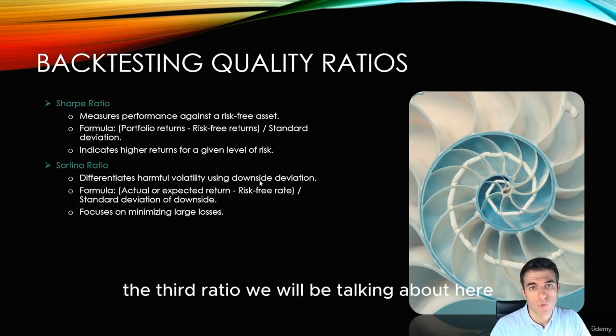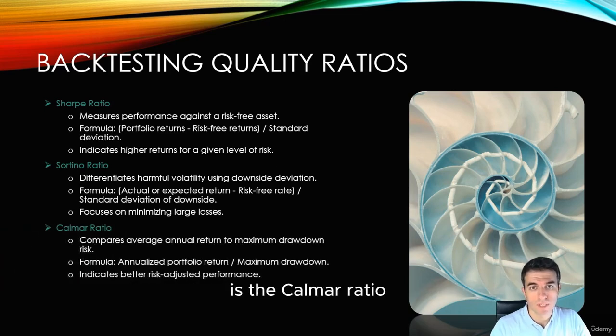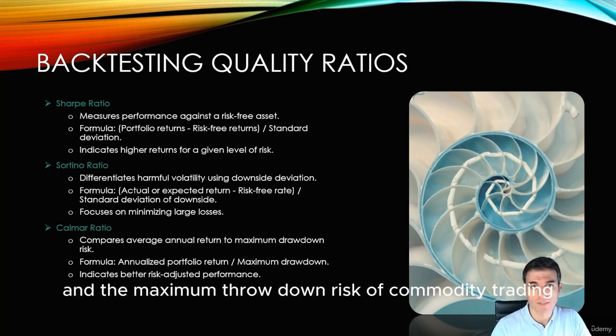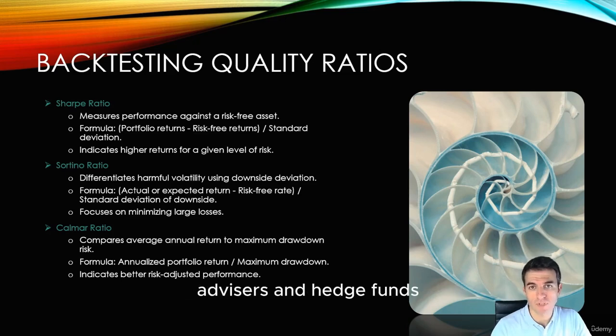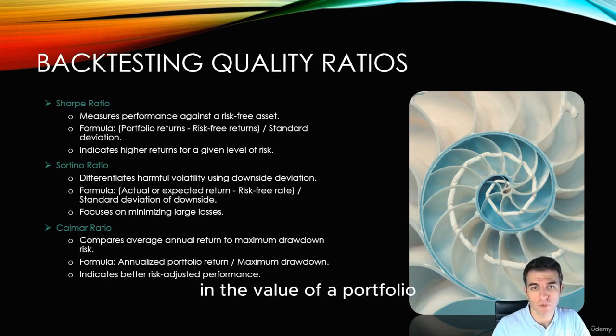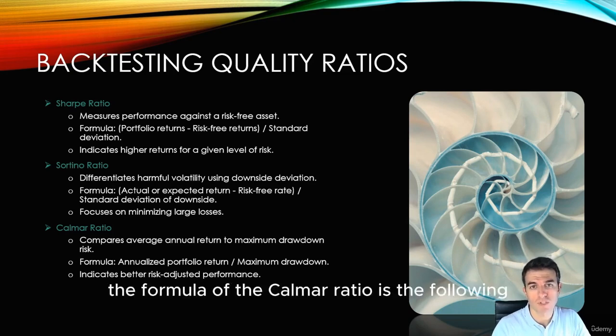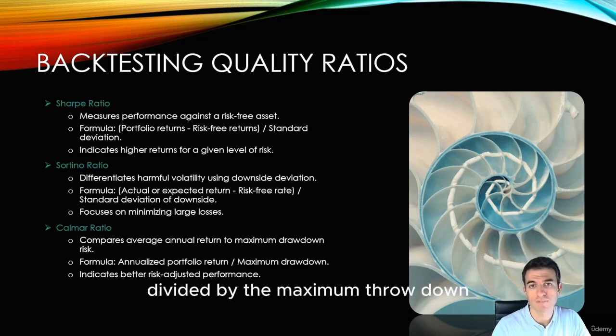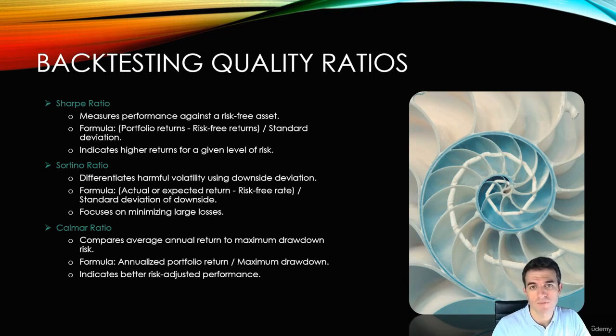The third ratio we will be talking about here is the Calmar ratio. This is a comparison of the average annual compounded rate of return and the maximum drawdown risk of commodity trading advisors and hedge funds. So the maximum drawdown is the largest peak to trough drop in the value of a portfolio. The formula of the Calmar ratio is the following. It's equal to the annualized portfolio return divided by the maximum drawdown. Very simple, but very useful as well.